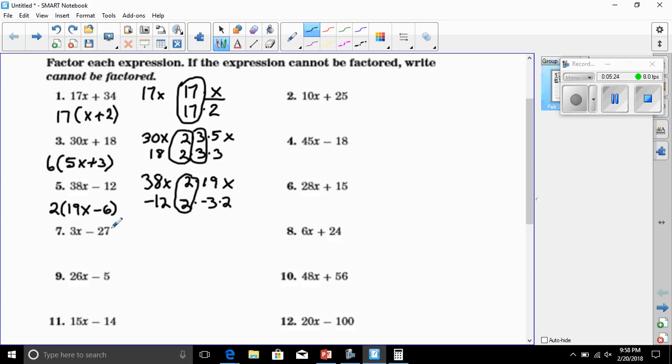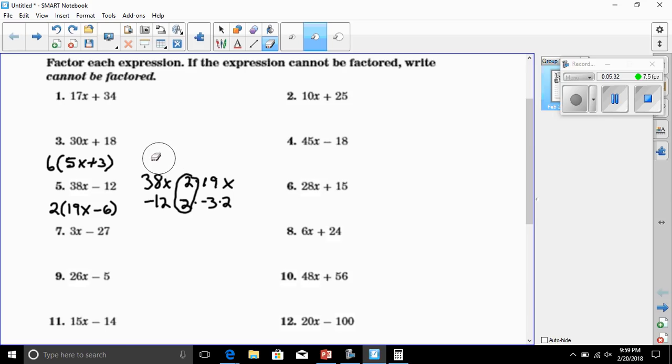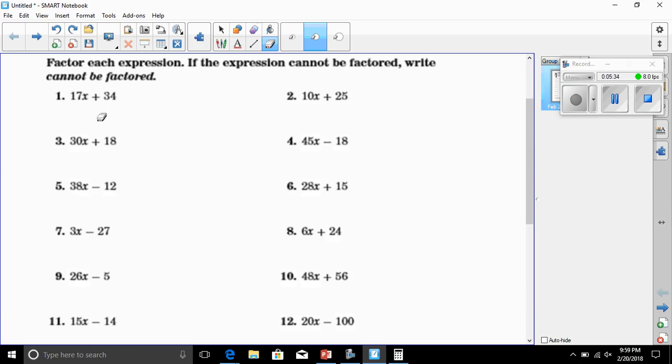Let's go to number 7. I'm just going to erase these for right now. For those people that are waiting for me to go ahead and do them all and just write the answers at the end, you must follow along with Mr. Mendez. All right, the next one is 3x minus 27. I know 3 goes into 27 9 times. So I'm going to put 3 in front. And once again, what times 3 will give me 3x? Well, x. And what times 3 will give me negative 27? That'll be negative 9.